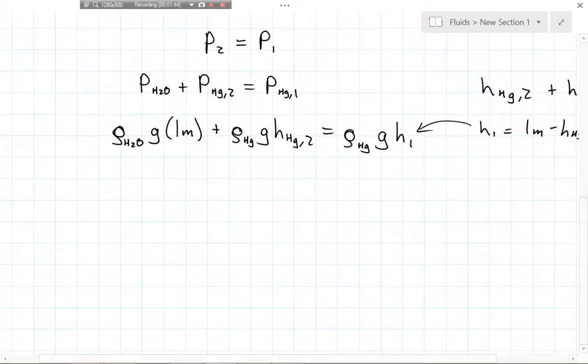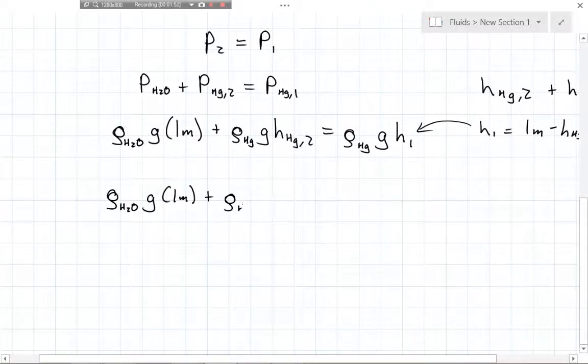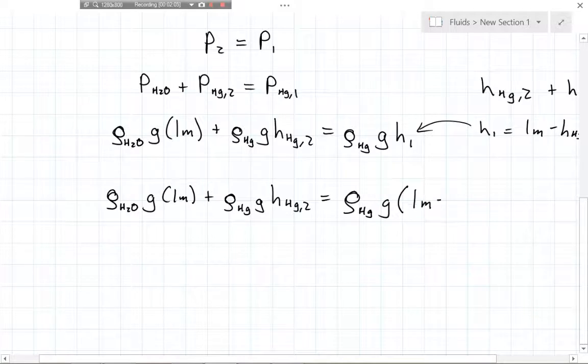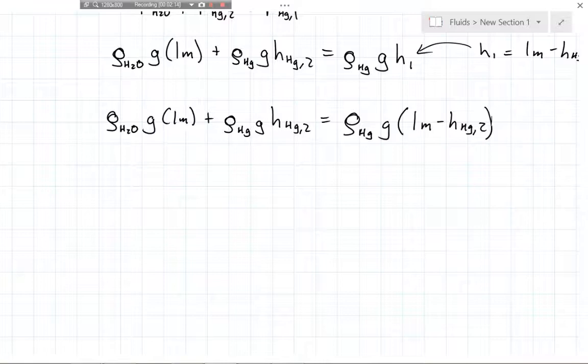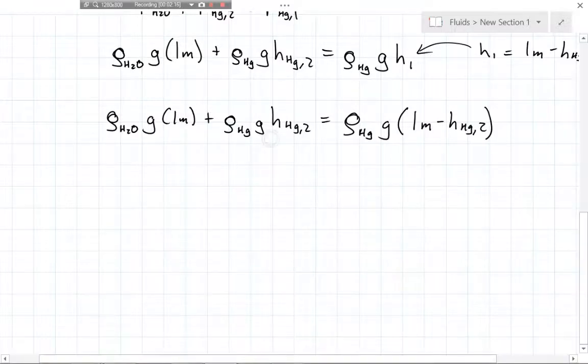So if I plug this in, what I'll see is the density of water times G times 1 meter plus the density of mercury times G times the height of the mercury in container 2 has to be equal to the density of mercury times G times the height of the mercury in container 1, but this is 1 meter minus the height of the mercury in container 2. So now I have an equation, and the only unknown in this equation is the height of the mercury in container 2. That's what I want to solve for.